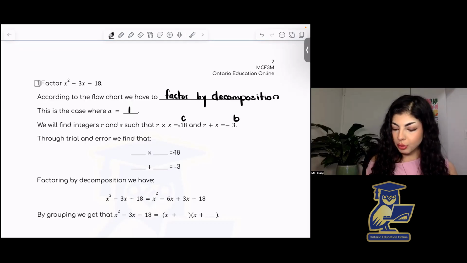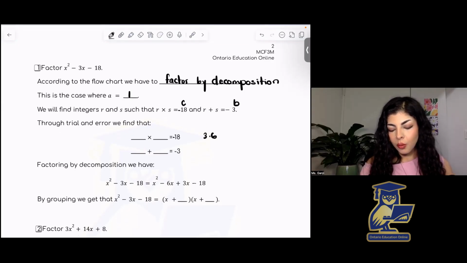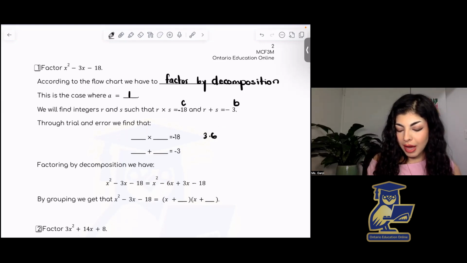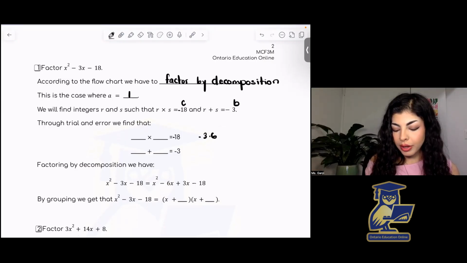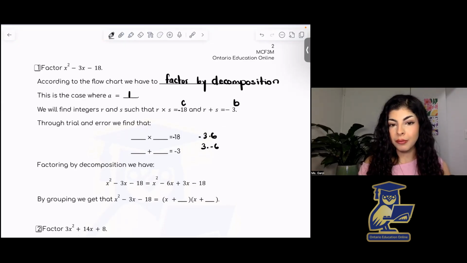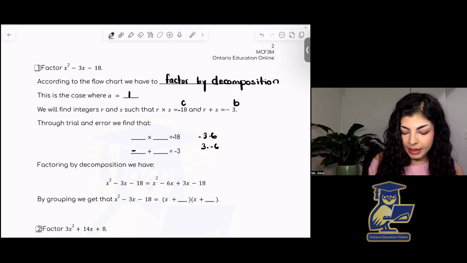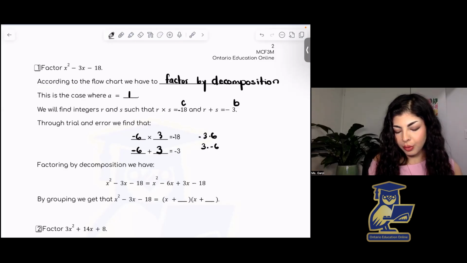But if we do a little bit of trial and error, we see that 3 and 6 work to give us that 18 product, but it's negative 18. So either we have to have negative 3 times 6 or 3 times negative 6. So that's now where I consider my sum, which is negative 3. Between these two, the one that fits both of these equations is negative 6 plus 3, or negative 6 times 3 to give us negative 18. So you can double check that.